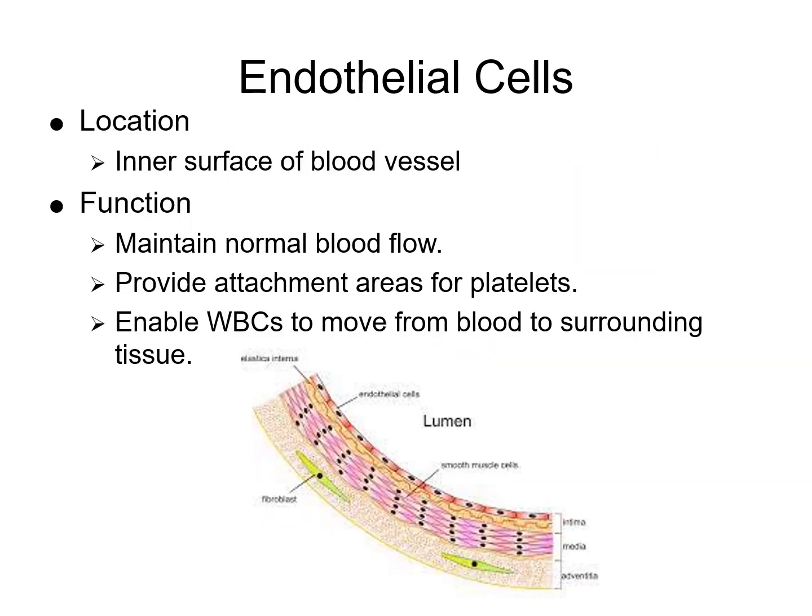All right, so then we have the endothelium of blood vessels. This is the location. It lines the inner surface of the blood vessels. The function is to maintain normal blood flow by providing a smooth, non-thrombogenic surface. It provides attachment sites for platelets during blood clotting, and it also enables white blood cells to move from the bloodstream into surrounding tissues, which is a process called diapedesis or extravasation.